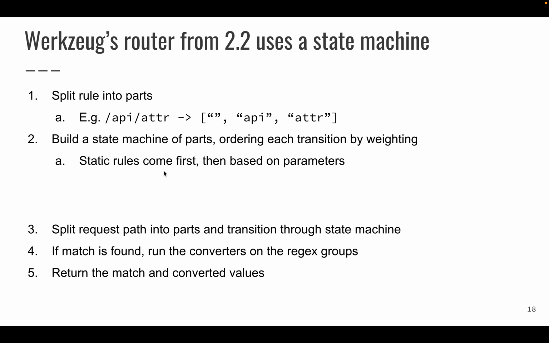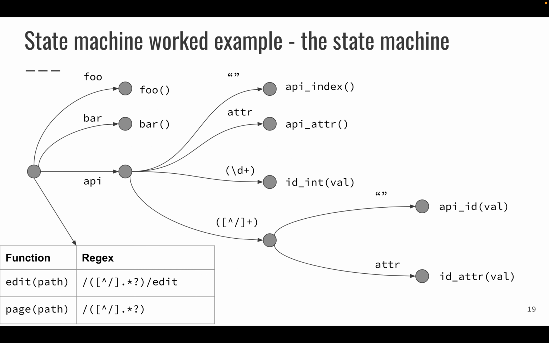So you do this beforehand to build the state machine. Then when a request comes in, you split that request path into parts, again by forward slash, and you transition through the state machine using those parts. If a match is found, you run the converters on the regex groups and return the match and the converted values as you would for a regex table. So I hope that's clear, but if it's not, hopefully this diagrammatic example and the few worked examples I'm going to show you will make it clear.